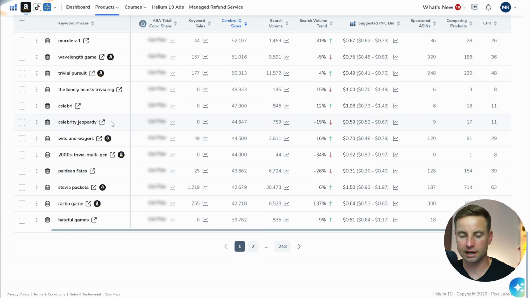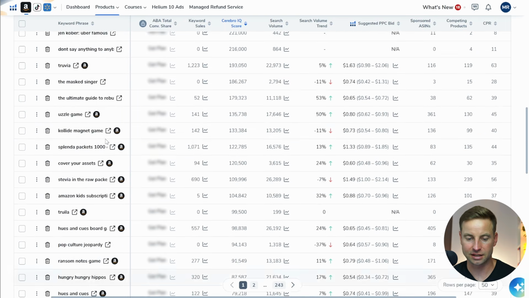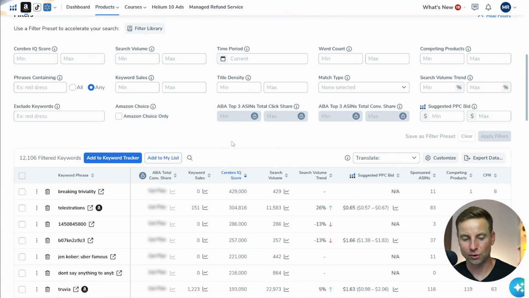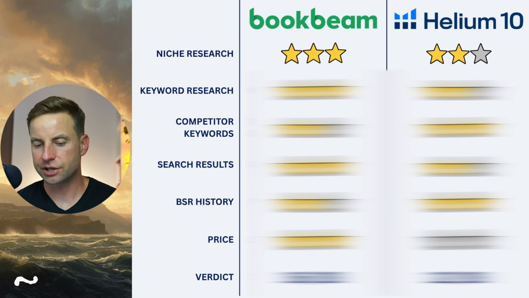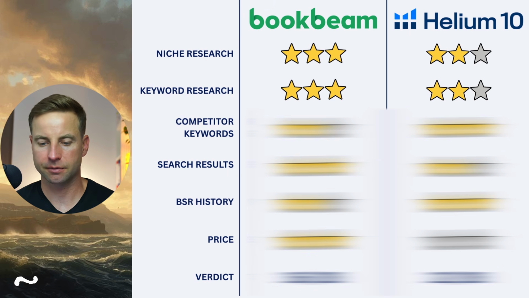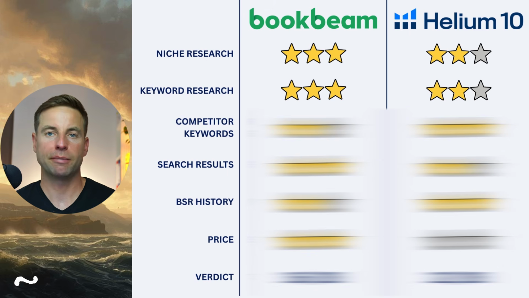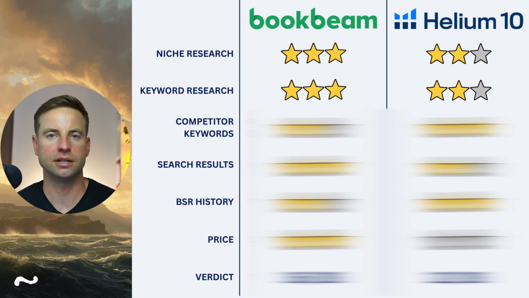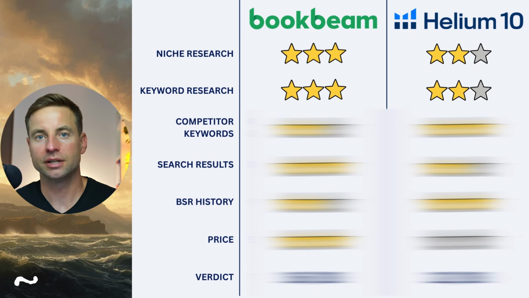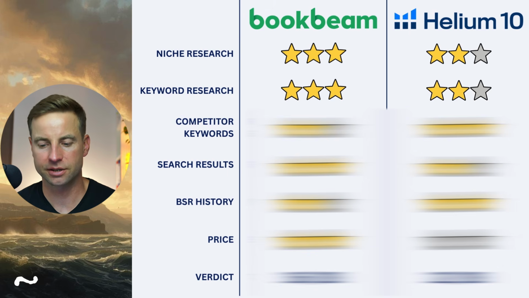Browsing these keywords, I have the impression that they are also related to physical products, not only to books, which is not always ideal for our research. We would have to apply more filtering if we want to find the keywords that are more suitable for books. So for the keyword research, BookBeam gets 3 stars and Helium gets 2 stars, mainly because, once again, BookBeam is more targeted for KDP authors and Helium10 is giving us results that are more targeted to FBA sellers.